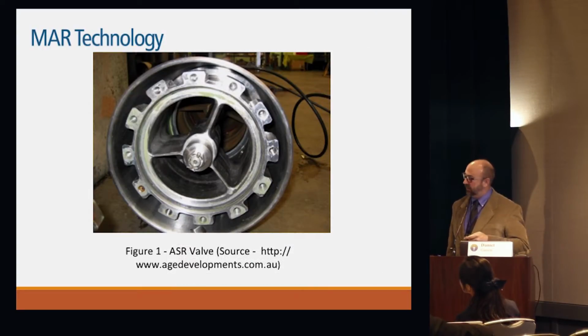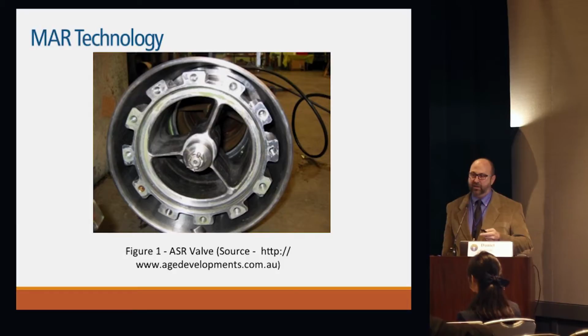Got to give a shout out to the Aussies once again. Here's AG Development. They have an ASR valve. They're out of Western Australia, and this is pretty much state of the art for flow control downhole, and it rotates and allows the water to be extracted.